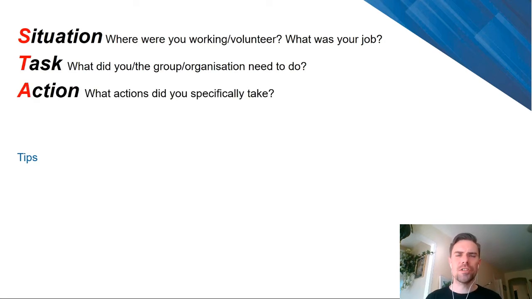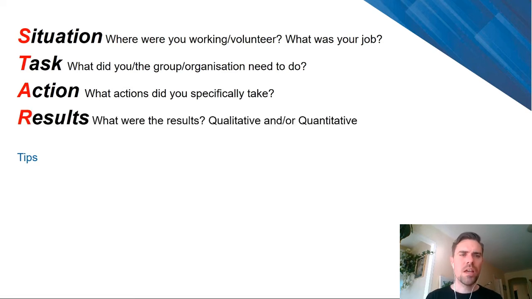The A is for actions, specifically referring to your actions, and that is what are the things that you did in that instance that led to some kind of change or engagement with the task. And then you want to present what the results are. Now these can be both qualitative and or quantitative. So for example, the traditional thing would be to say, my activity X led to an increase in Y number of sales, but it could be things that are a bit more qualitative, such as not impeding on other procedures going on within an organization, or making sure that an event ran to time.